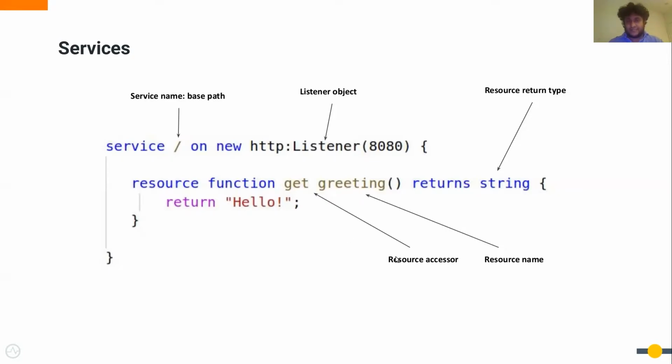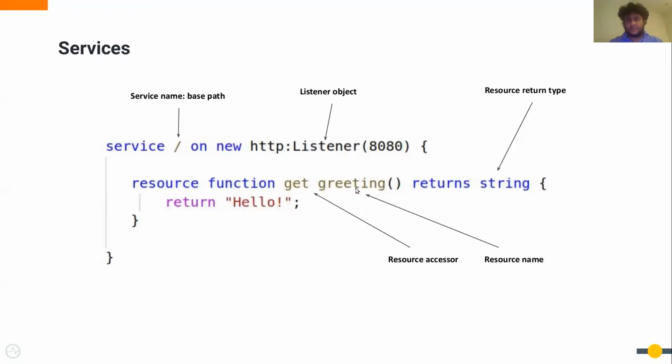Resource accessor, again, is the method you use to access the resource. This is directly mapped to the HTTP method that you use to access the resource. So here it can have get, post, and so on, any type you want. And then the resource name. The resource name by default maps to the resource context.